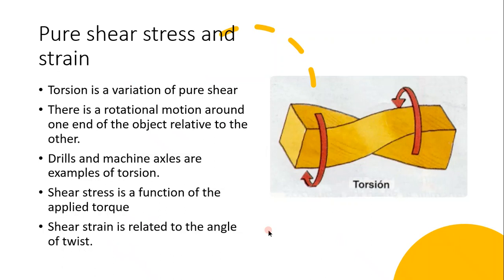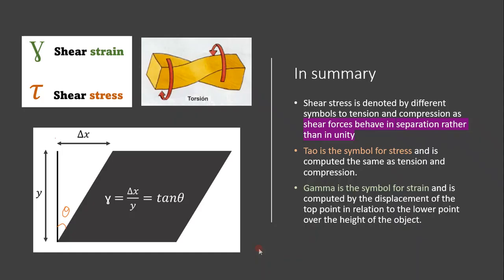So there's something called torsion, which is a type of pure shear stress and strain. There is a rotational motion around one end of the object relative to the other. Drills and machine axles are examples of torsion. Shear stress is a function of the applied torque, and the shear strain is related to the angle of twist.